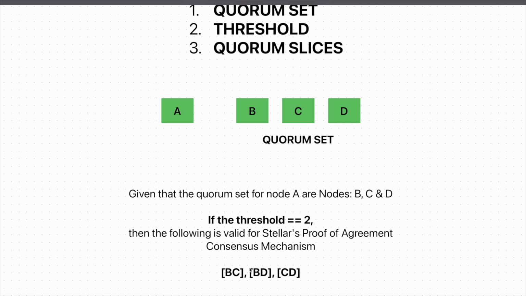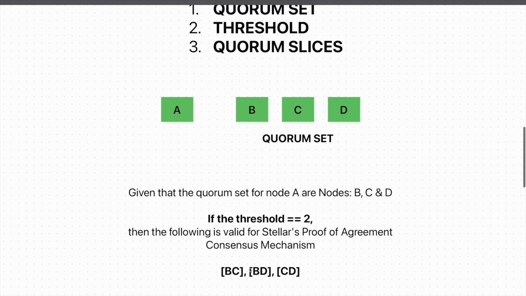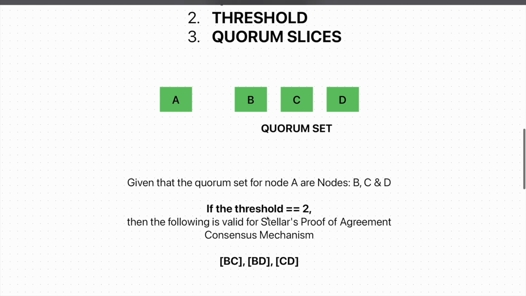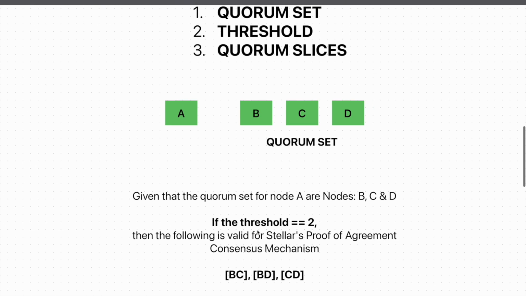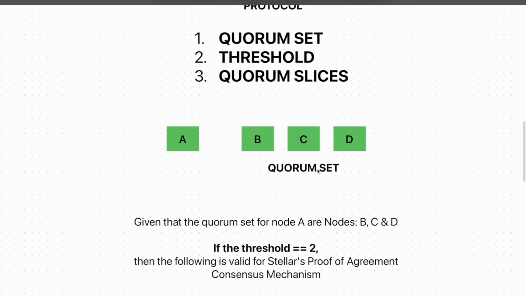So if there were more than this, let's say the threshold is 3 at this point, then that means B, C, and D must agree for there to be a valid consensus for node A. So that's the way it works basically. So now looking at this, threshold simply means the minimum number of nodes that exist in a quorum set that must agree to reach consensus. That's basically what the threshold is. And the quorum set is the set of nodes that are chosen by every other node as the trusted nodes.